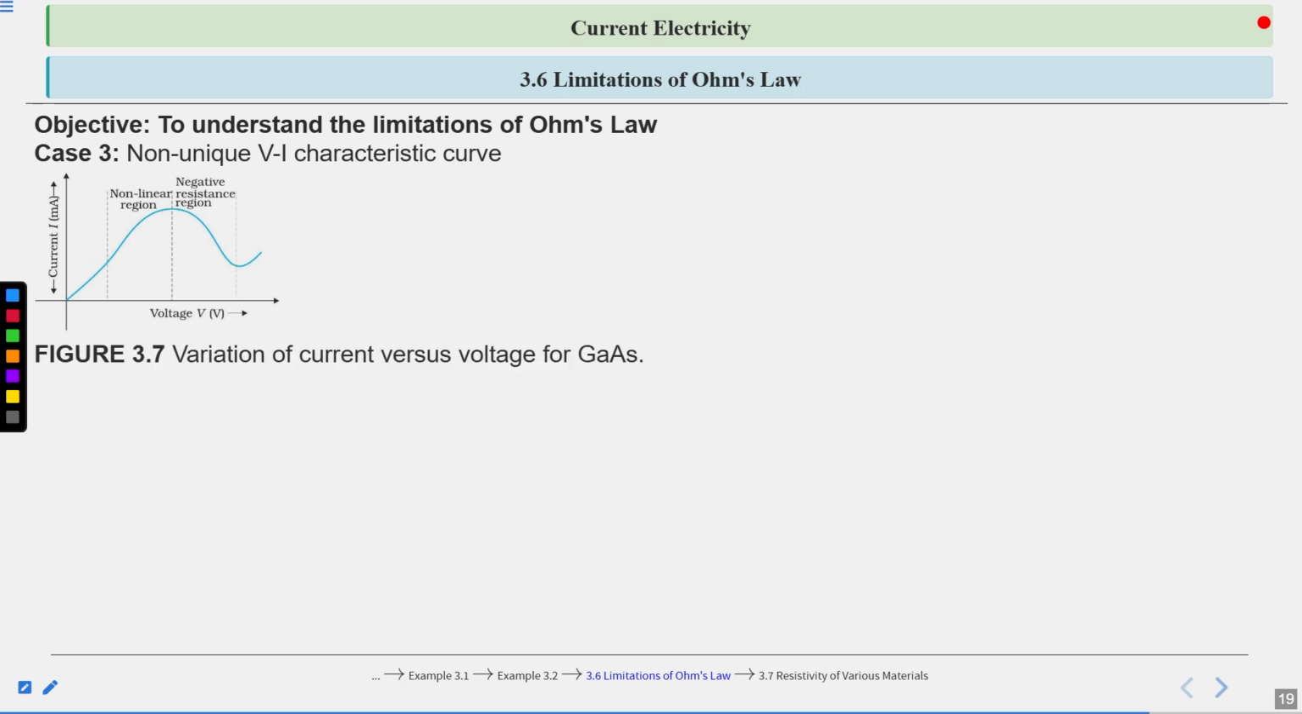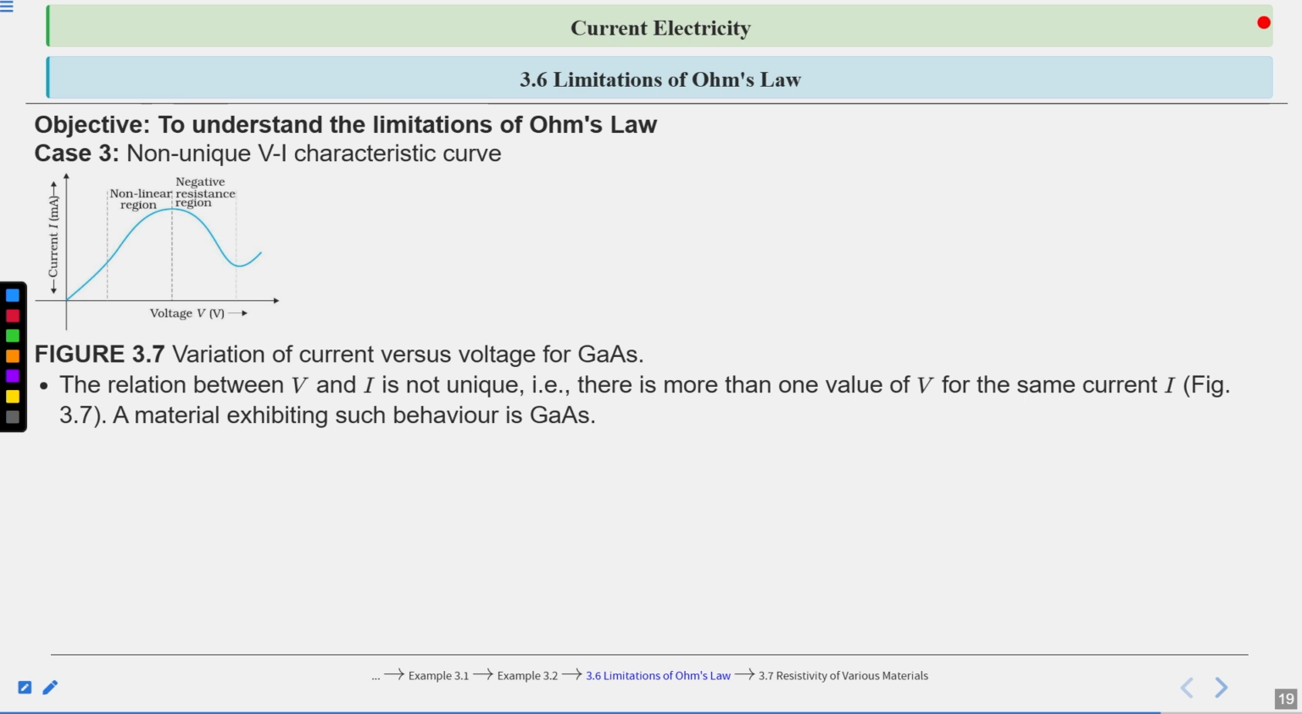So this is the variation of current versus voltage for gallium arsenide. Gallium arsenide is also a semiconducting material, and for that material this type of graph is formed. The VI characteristic for gallium arsenide is like this, so gallium arsenide has non-unique VI characteristics. Thermistor is also a semiconducting device, and it also has this type of graph, non-unique VI characteristics. The relation between V and I is not unique. There is more than one value of V for the same current. A material exhibiting such behavior is gallium arsenide.